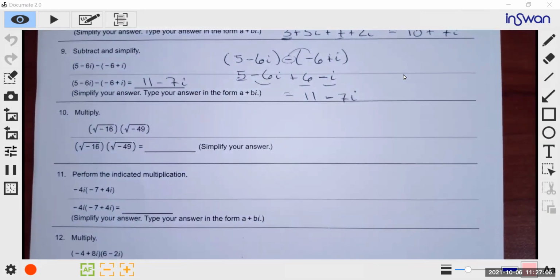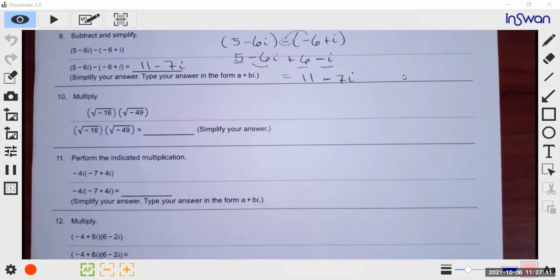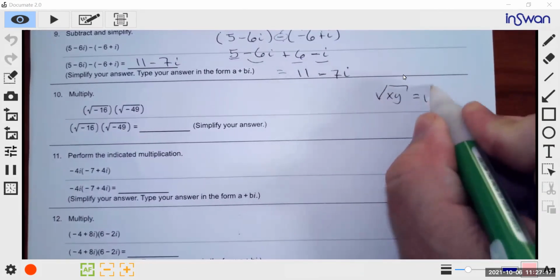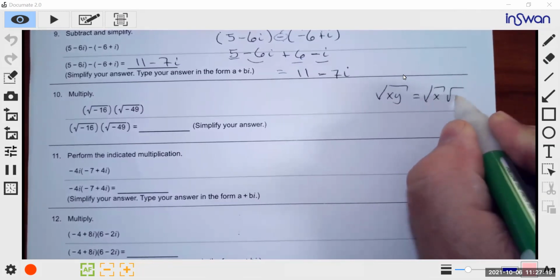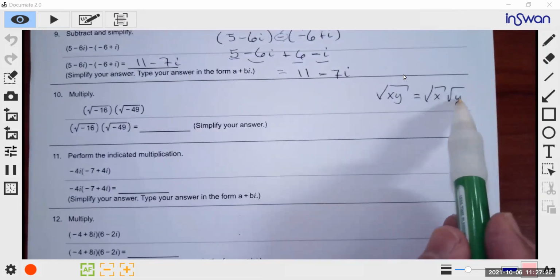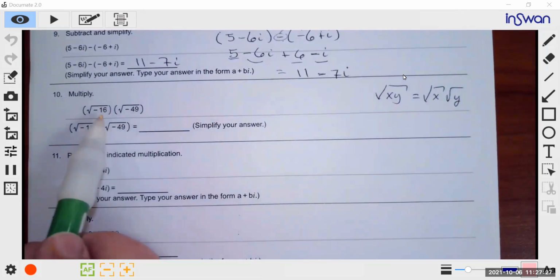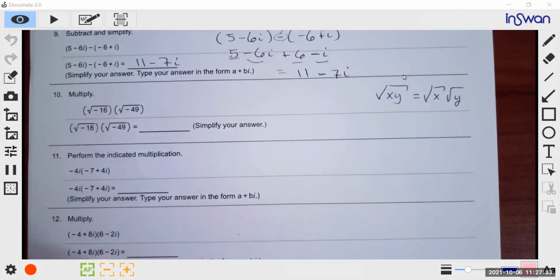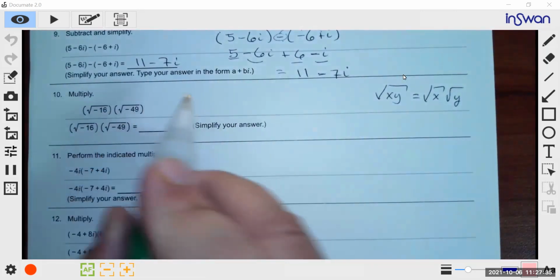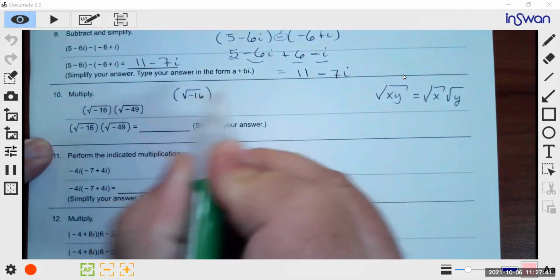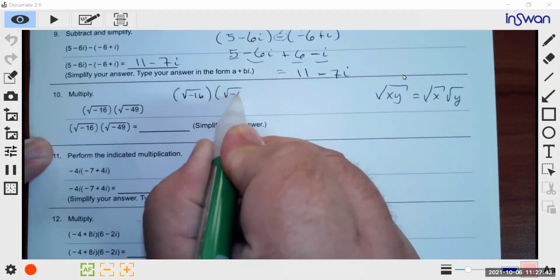Number 10 is a tricky one. Because remember the rule that said if we have a product, we can split them up? Well, using this logic, if you're separated, you can put them together. But no, you have to take into account that these are imaginary numbers. The square root of negative 16 times the square root of negative 49.